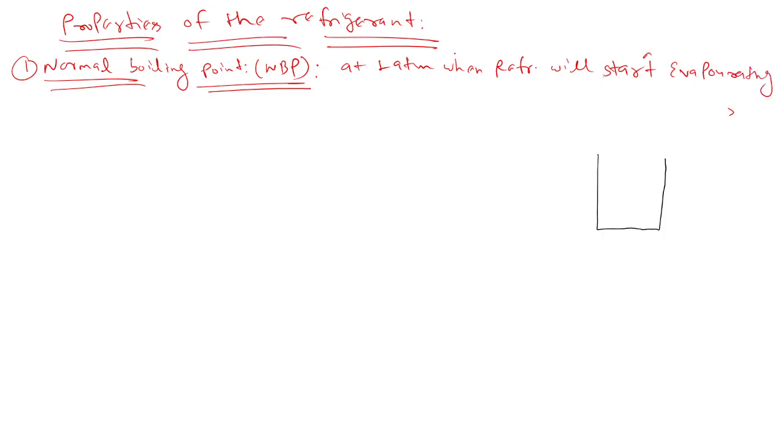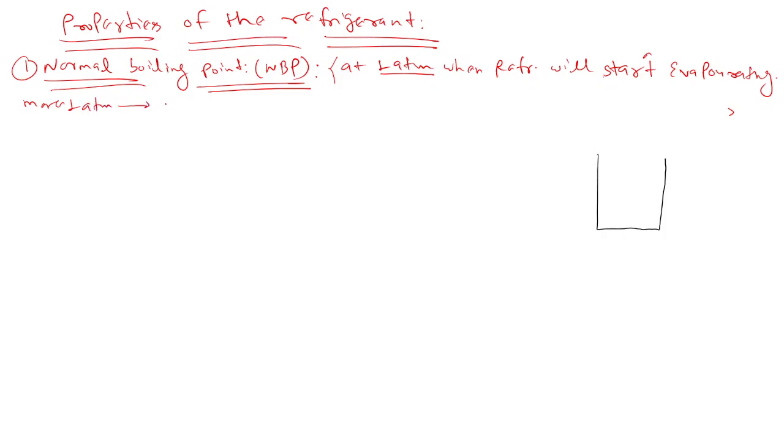So why do we put 1 atmospheric pressure here? Because with pressure, this evaporation boiling point temperature will change. So for comparing things, we have defined the normal boiling point as the boiling point at 1 atmospheric pressure. And the minimum pressure inside our whole refrigeration system, we try to make more than 1 atmospheric pressure.